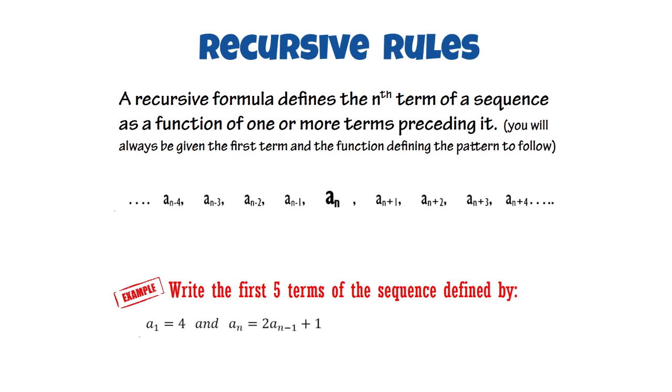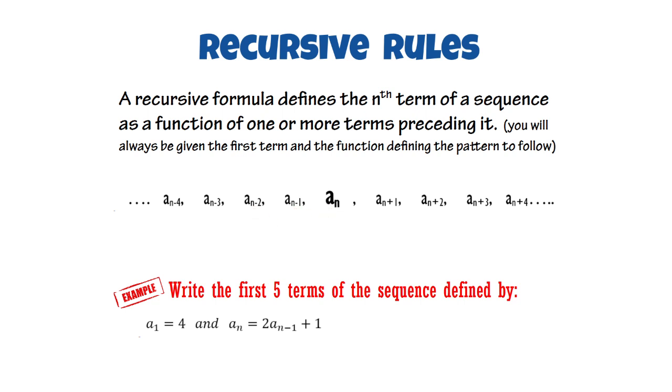So you're always going to be given the first term, whatever it is, and maybe the first few terms. And then they're going to give you a function that is defining what the pattern is that you're supposed to follow. So you have to understand where terms are in reference to one another. If I'm looking for the nth term, the one right behind it would be called the n minus 1 term.